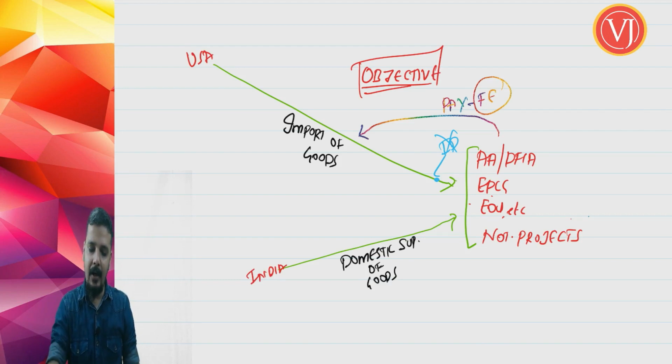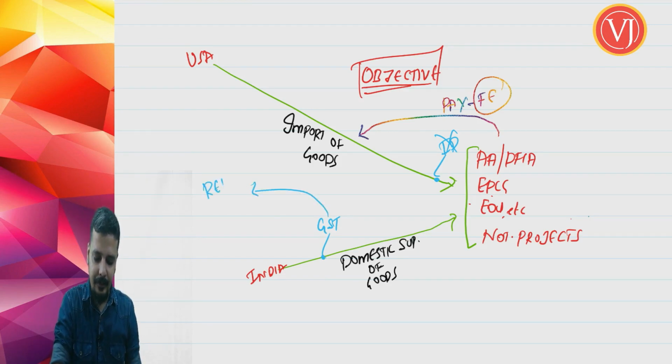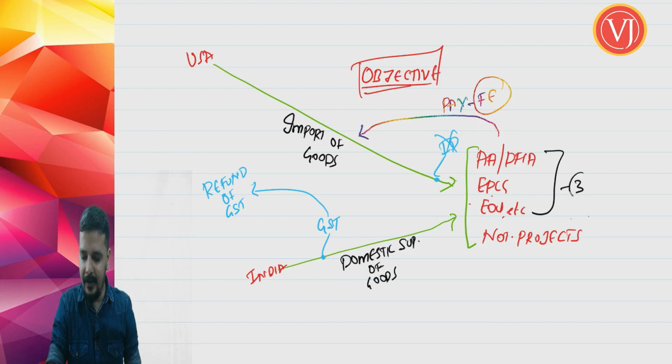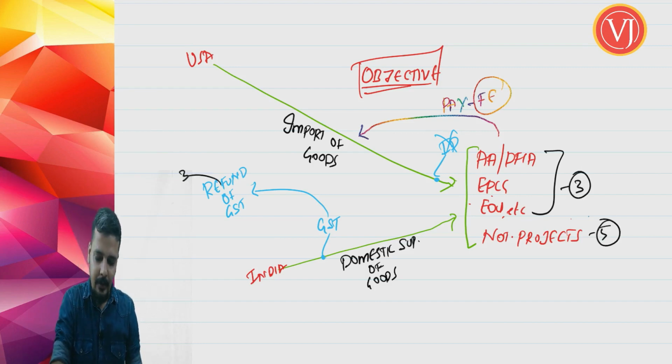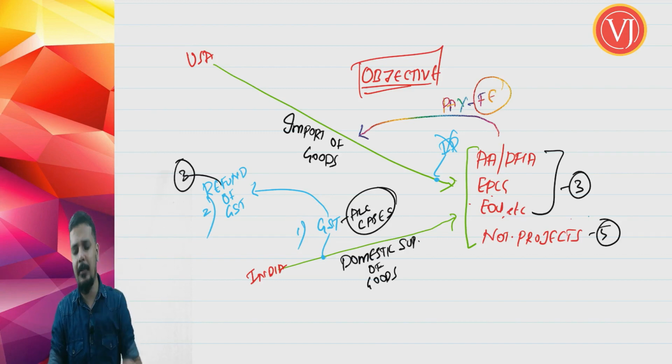If you purchase within India, obviously there will be GST, and in the first three cases you can also apply for refund of GST. Not in all the cases, only in the first three cases. GST will be there in all cases. So there will surely be GST, but refund of GST can be applied. So that is the GST subject matter.